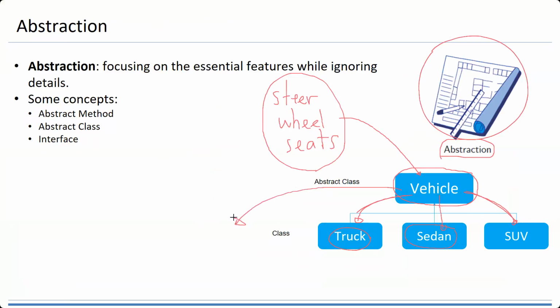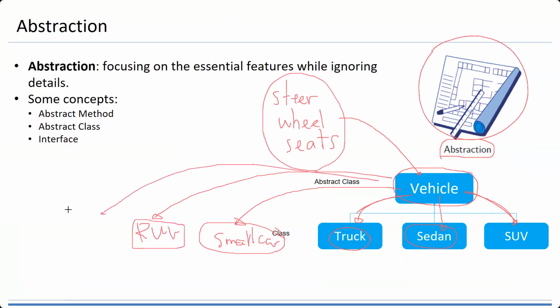Yes. For example, small cars. So I can create a new class of a small car. Can I create another new class? Yes, you can create another new class, for example, the RUV. Or can you create another new class? Yes, you can create a new variant of vehicles. Okay, so it means one abstract class you can use for many other subclasses.